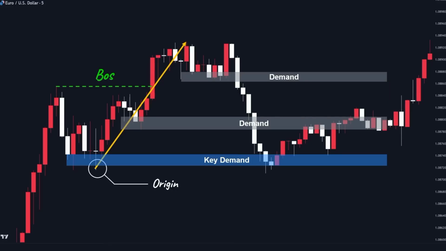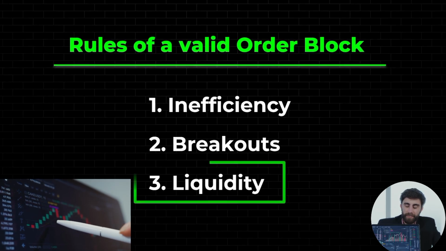If you have any doubts about identifying a valid break of structure or reversal, make sure to watch our previous videos about market structure concepts, which are linked in the description. Last but not least, the liquidity.